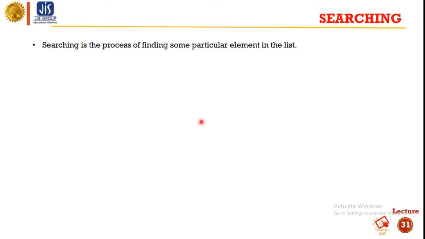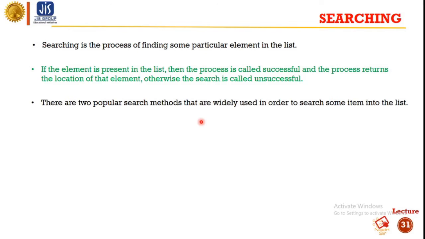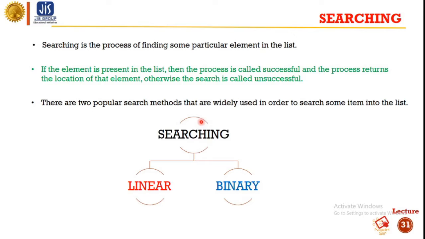So now, what is searching? Searching is basically the process of finding some particular element in the list. If the element is present in the list, then the process is called successful and the process returns the location of that element. Otherwise, the search is called unsuccessful. There are two popular search methods that are widely used in order to search some item in the list. So you can see that there are two types of searching. One is linear searching and another one is binary searching.